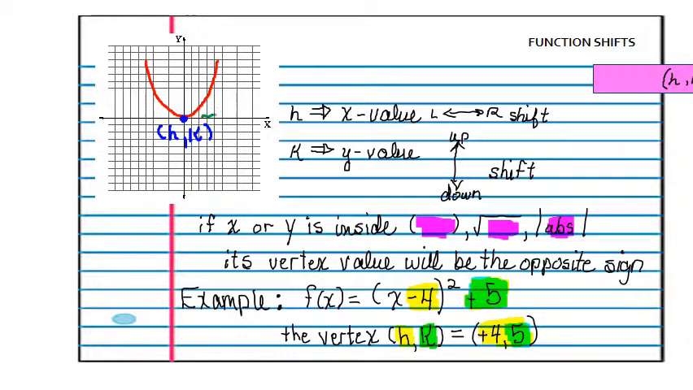The h value moves you left and right along the parabola. If it's inside any of the parentheses, square root, absolute value, then just realize that the vertex value is going to be an opposite sign. And if it's some sort of k value and it's inside any of those type of symbols, then it's going to move up and down. However, if it is not, then it's going to stay exactly what it is.